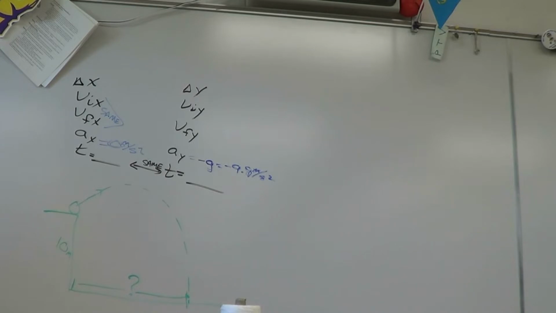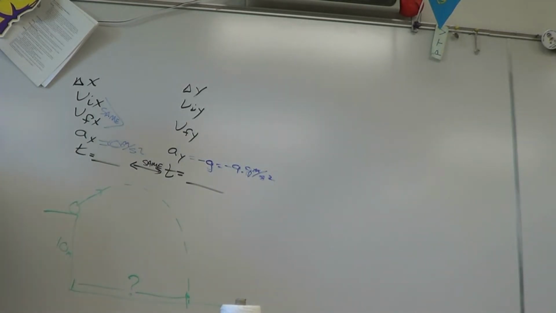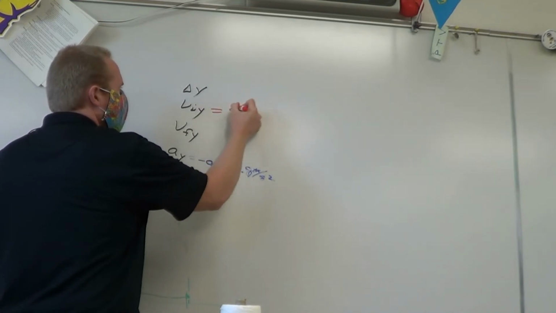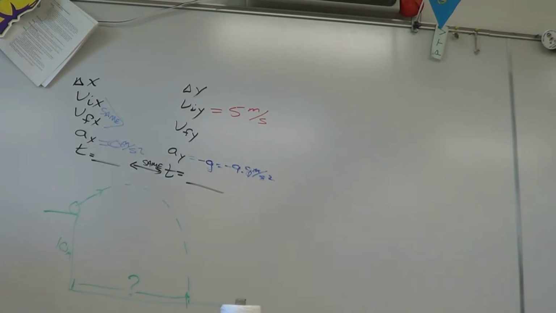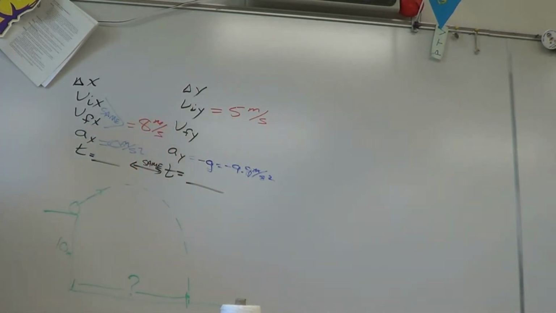Now, from information in the problem, we can fill in some additional information. It says with a vertical component of velocity. So my vertical component, that's going to be my y, and that's how fast it leaves in the y direction. So it's going to have a 5 meters per second vertical component of velocity. Vertical meaning up and down. And it has a horizontal component of velocity, and that's going to be 8 meters per second.